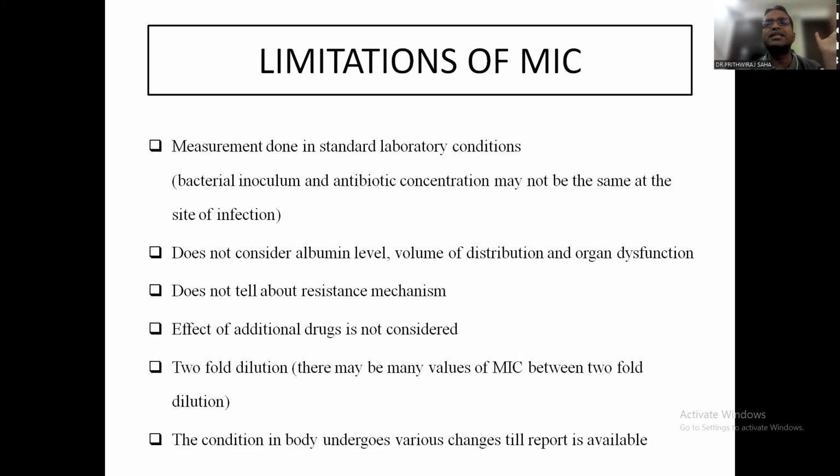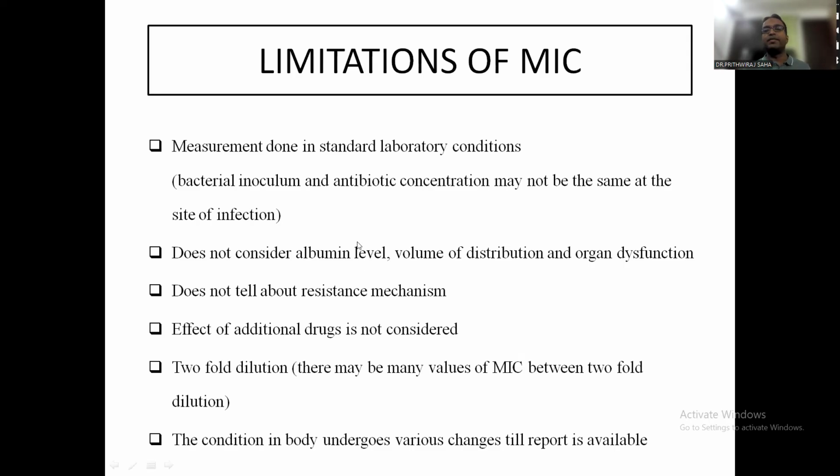So if the concentration of bacteria is 10 to the power 8 or 10 to the power 10, if the inoculum is more, then that MIC, or the concentration which inhibited the growth in the laboratory, will not act at the tissue level. So this is basically known as the inoculum effect. Again, the laboratory doesn't consider the albumin level. We all know the lesser the albumin level, the more will be the free fraction, and easily it will be cleared out.